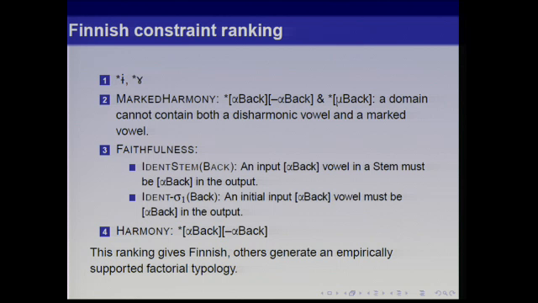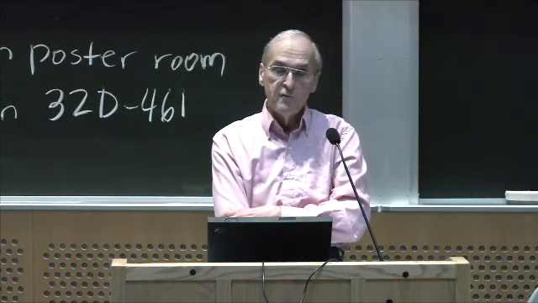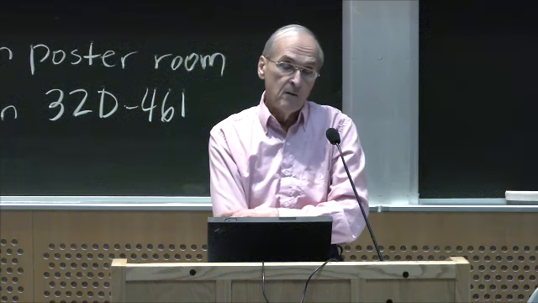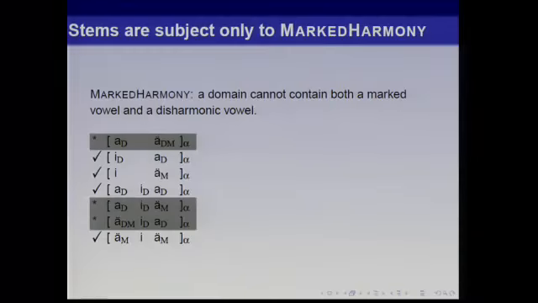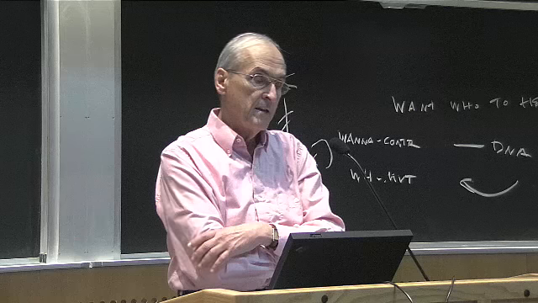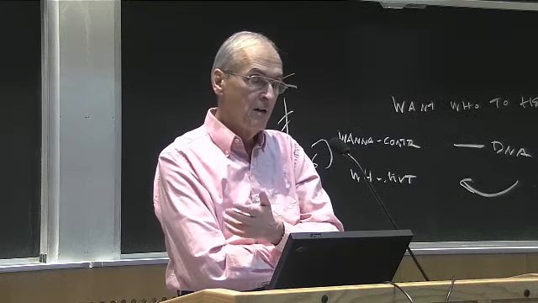If you rank them in other ways, you get a bunch of other languages, and that's what we showed in our paper. So here's for stems. Stems are subject only to marked harmony, so the check-marked ones are possible. The ones that are shaded out are out because they contain a violation in the domain, both of the constraint against markedness and against the constraint that prohibits disharmony.